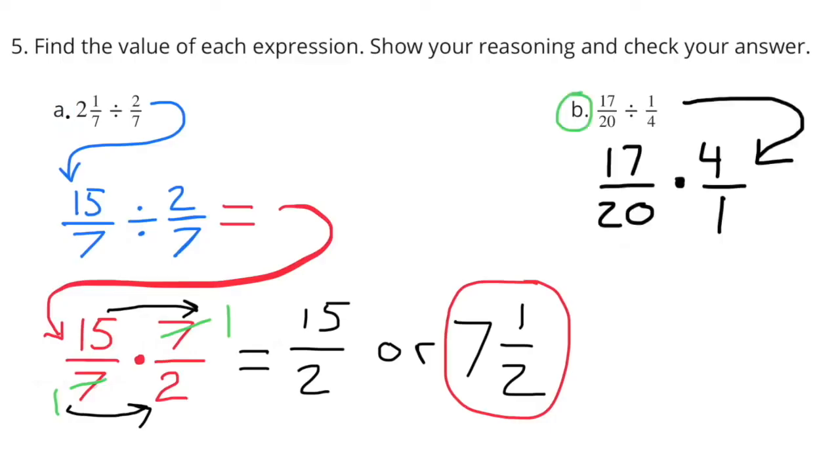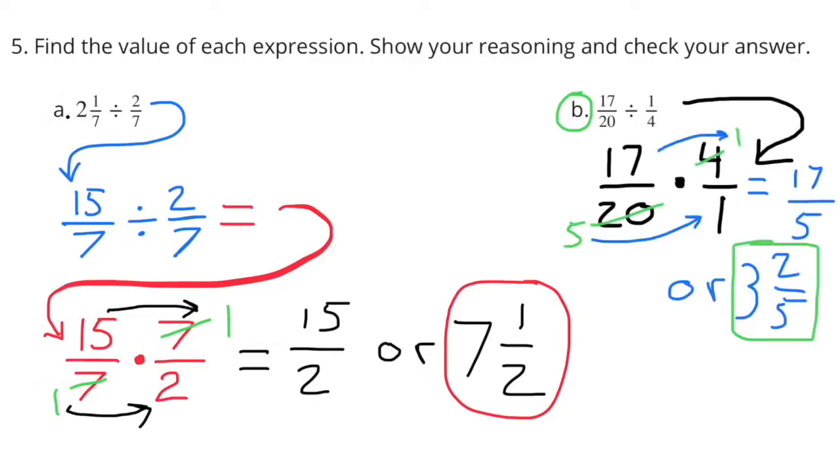B. 17 20ths divided by 1/4. That can be answered by multiplying by the reciprocal of 1/4. 17 20ths times 4/1. 17 20ths times 4/1 equals 17 fifths, or 3 2/5.